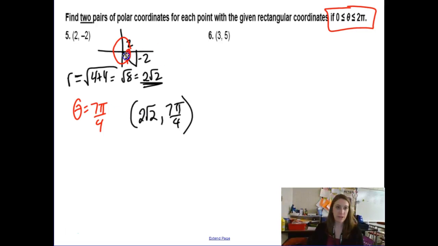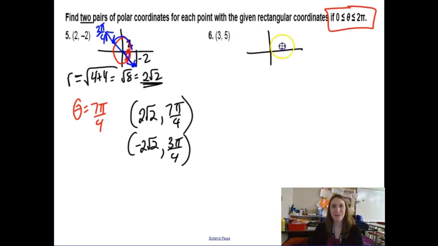Let's think about another way that we could describe that polar. So what if we went to this angle instead, and then we backed up 2 square root 2 units. So this is, what is that, 3 pi over 4? So instead of going positive 2 square root 2, let's back up 2 square root 2 and say using an angle of 3 pi over 4. So we're kind of synthesizing a few ideas from polars together. So that's fun.